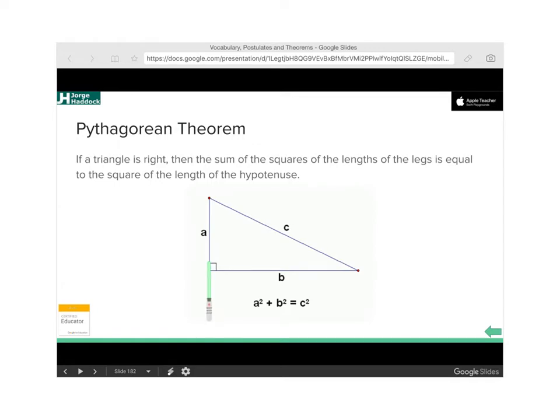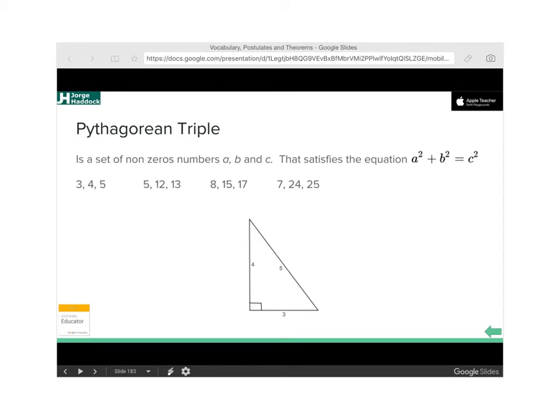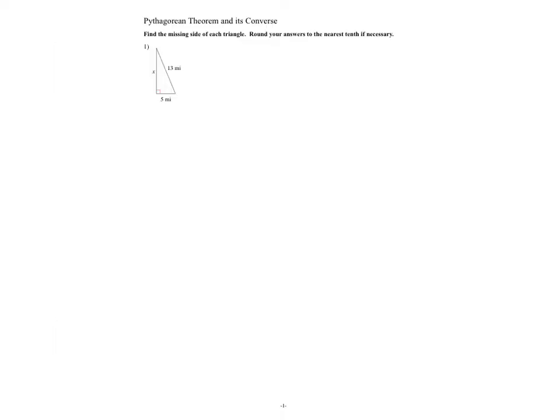Remember that the hypotenuse is the side that is opposite to the right angle, right? And any three numbers that satisfy that equation are called a Pythagorean triple. So, for example, 3, 4, and 5; 5, 12, and 13; 8, 15, and 17; and 7, 24, 25 are Pythagorean triples. So let's see some exercises, right?